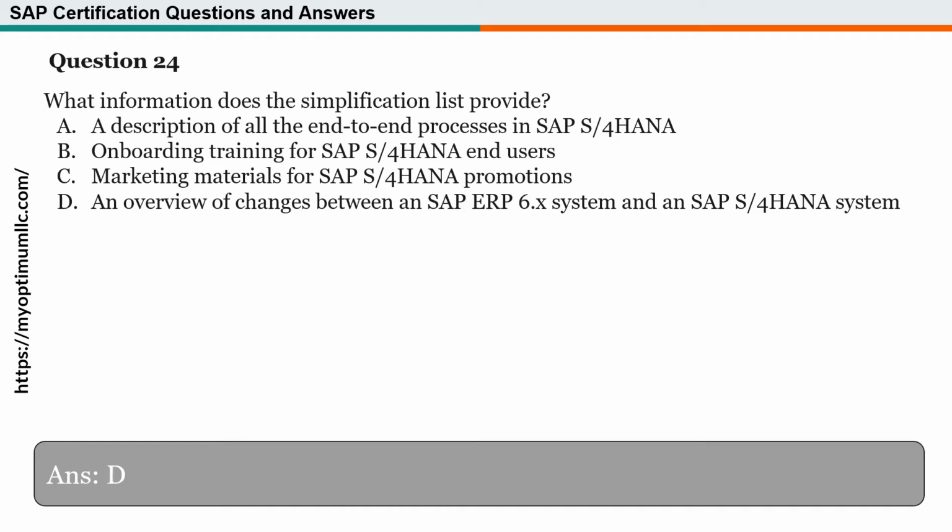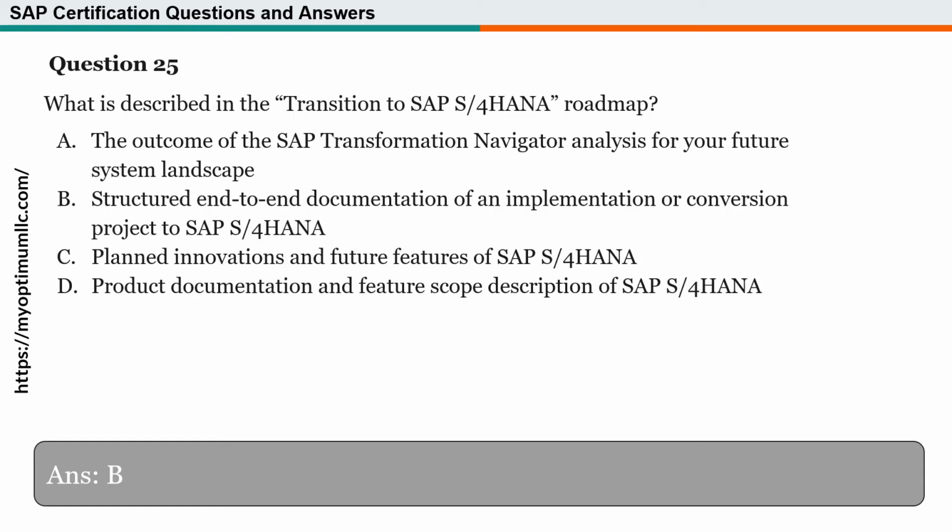C. Marketing materials for SAP S/4HANA promotions. D. An overview of changes between an SAP ERP 6.x system and an SAP S/4HANA system. Question 25. What is described in the transition to SAP S/4HANA roadmap? A. The outcome of the SAP Transformation Navigator analysis for your future system landscape. B. Structured end-to-end documentation of an implementation or conversion project to SAP S/4HANA.